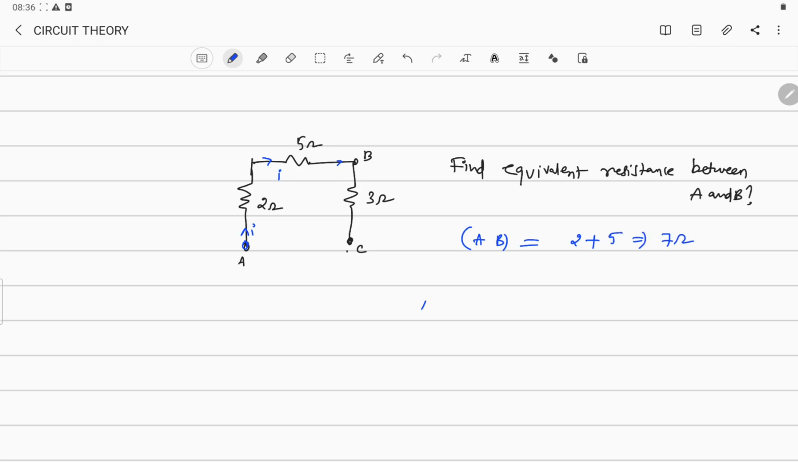And if the question says find the equivalent resistance between A and C, this time we have to include the C because the question is asking between A and C, so the answer will be 2 plus 5 plus 3. The answer is what? It is 10 ohms. I hope this is clear to you.